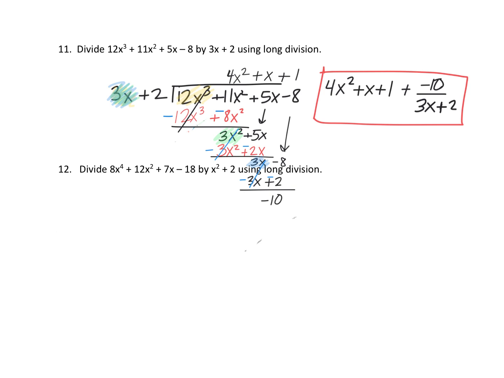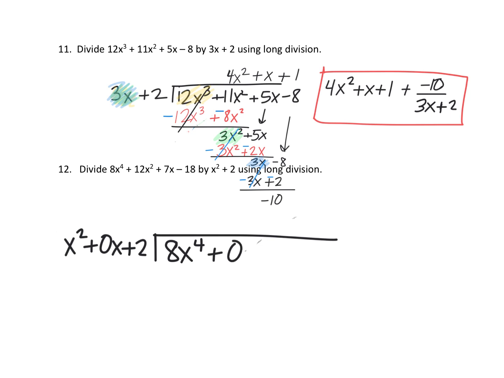I did that whenever I worked it out. You may be able to do it without that, but to prevent mistakes and to prevent confusion, I would say fill it in with a 0, okay? So when you go to do this one, we're doing x squared plus 0x plus 2 on the outside, and then on the inside we are using 8x to the 4th plus 0x to the 3rd, because we were missing that term, plus 12x squared plus 7x. It was going to be a fun one, minus 18.